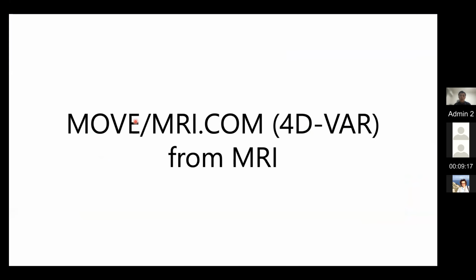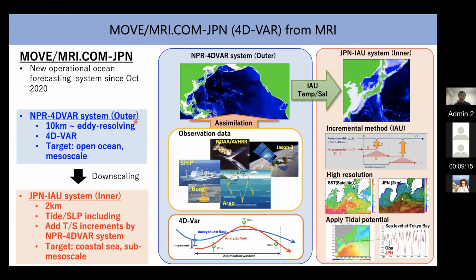Next is MOVE-MRI.COM from the MRI. This system is a new operational ocean forecasting system since October 2020. And this system contains the outer system, the NPR 4D-Var, and the inner system, JPN IAU. The outer system has a horizontal resolution of 10 kilometers in this large domain and is implemented with a 4D-Var assimilation method. The target is mesoscale variation in the open oceans.